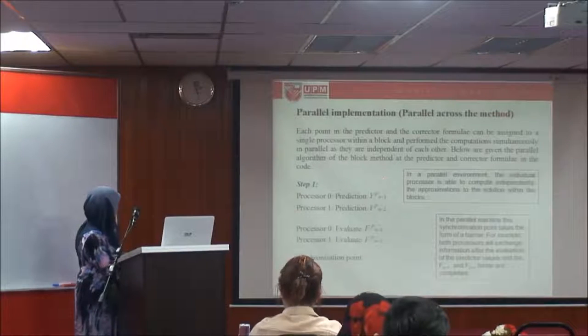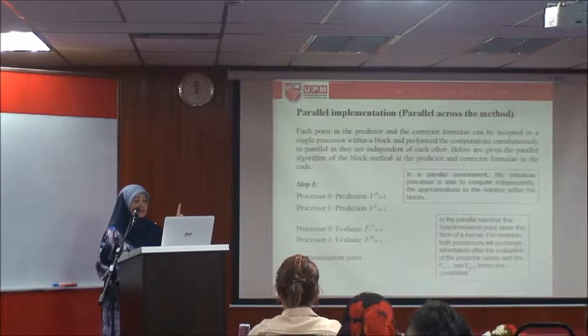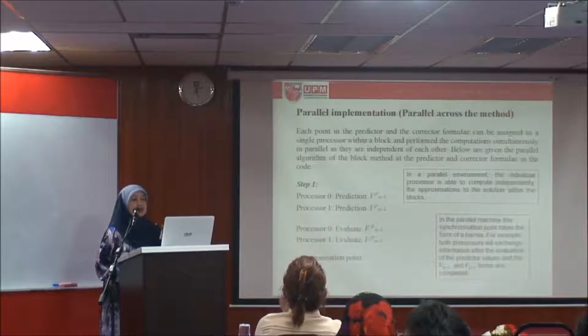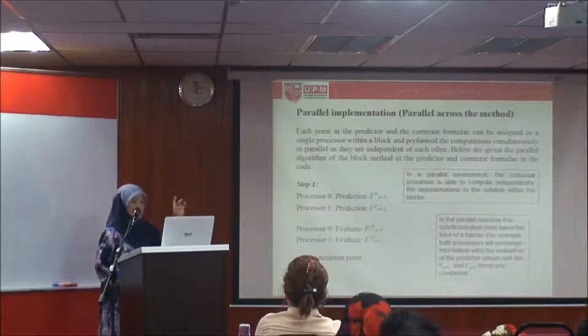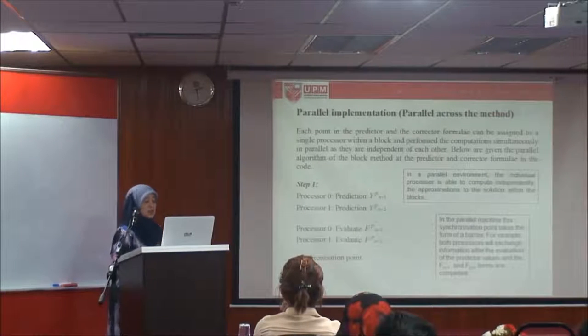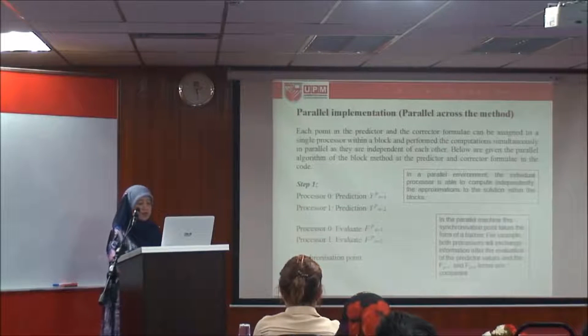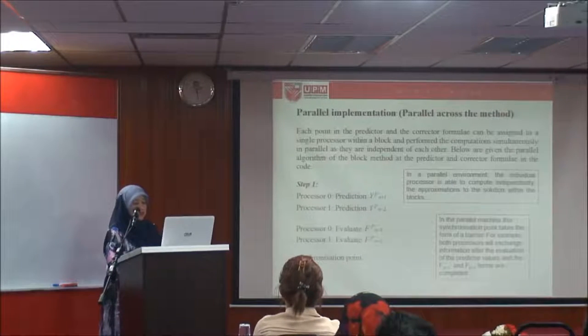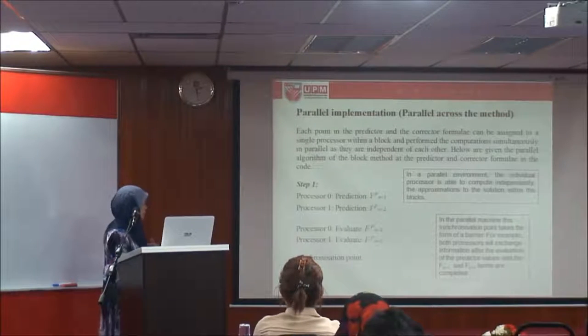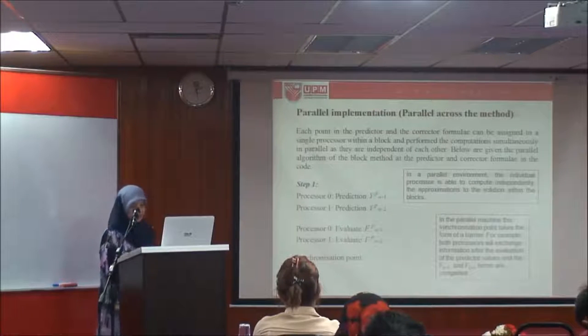So here as you can see, the first processor, usually it will have its own number, it will be zero. Then the second will be processor one and so on. So here you can see that processor zero will take YPN plus one, that means the predictor. Processor one will take the second one for the predictor. And then we have the evaluation here. After the evaluation comes the synchronization point.